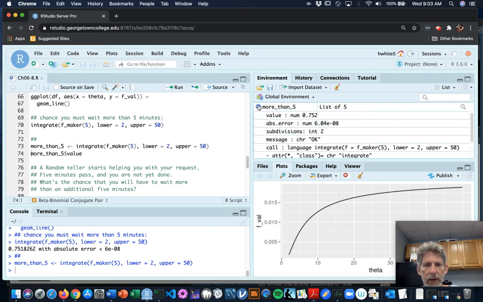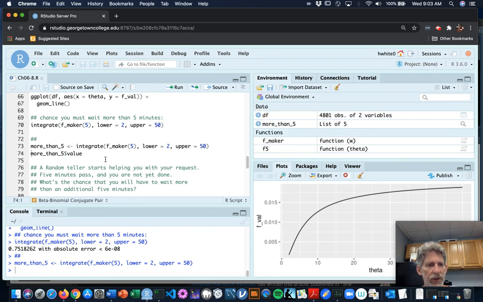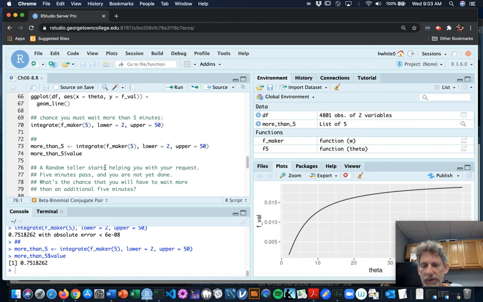And so how could you isolate that one thing? Well, when you've got a list in R, you can isolate things in the list by using a $ sign. So I've got the name of my list, which is more_than_5, my $ sign, and then the name of the item, value. So if I just run line 74, that gives me the number. Okay, so I just need to remember that.